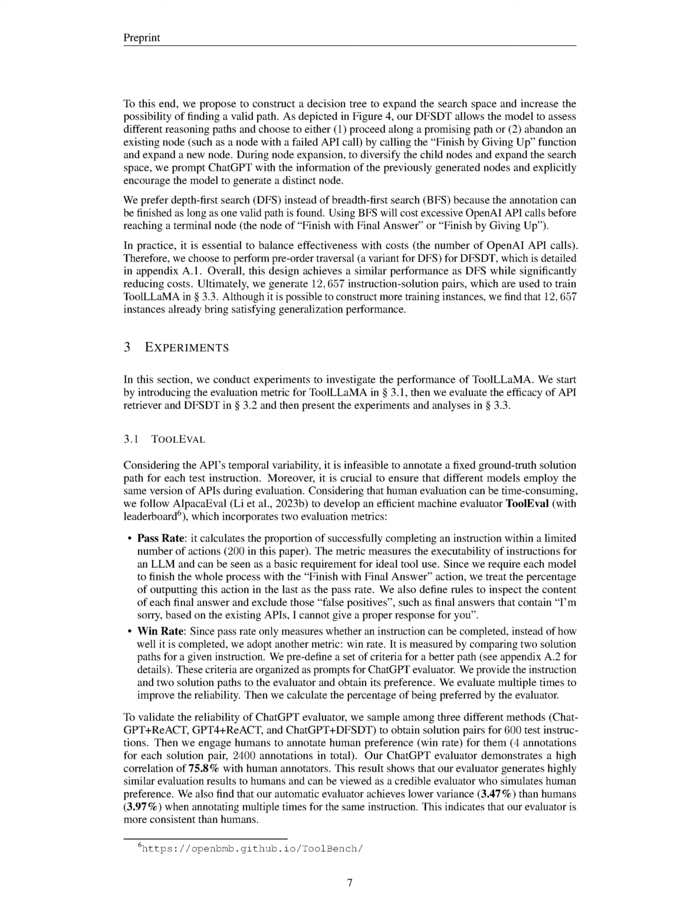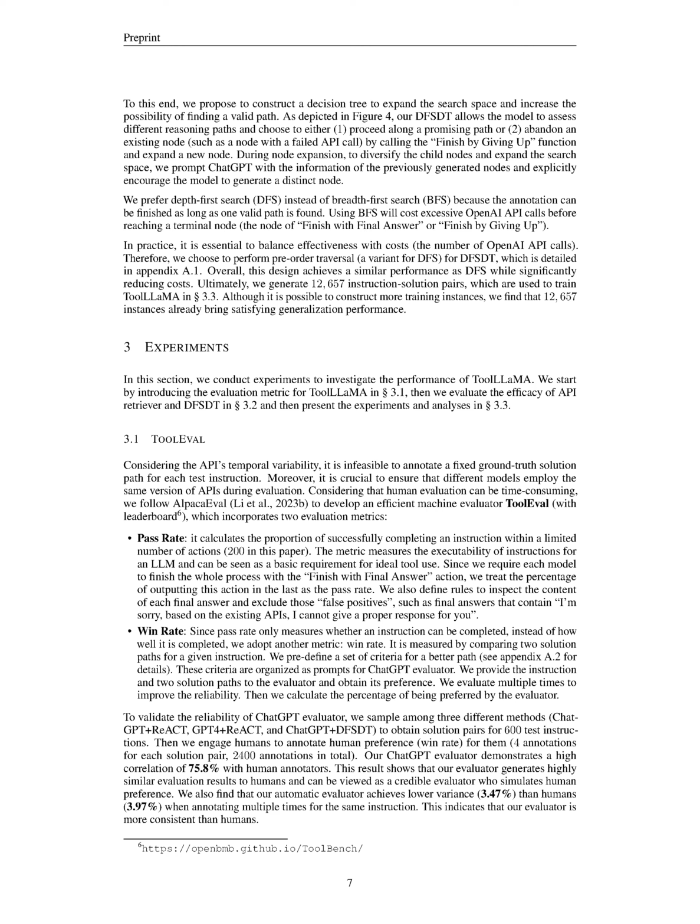The second metric is the win rate, which measures the quality of the completed instruction, not just whether it was completed. This is done by comparing two solution paths for a given instruction. We have a set of criteria that define a better path, and these criteria are used as prompts for the ChatGPT evaluator. We present the instruction and two solution paths to the evaluator, who then indicates a preference. We repeat this process multiple times to improve reliability, and then calculate the percentage of times each solution path was preferred.